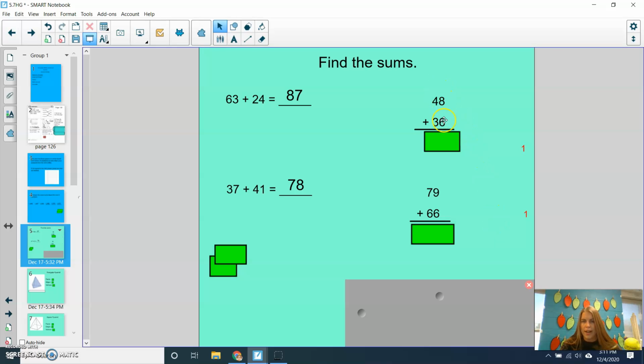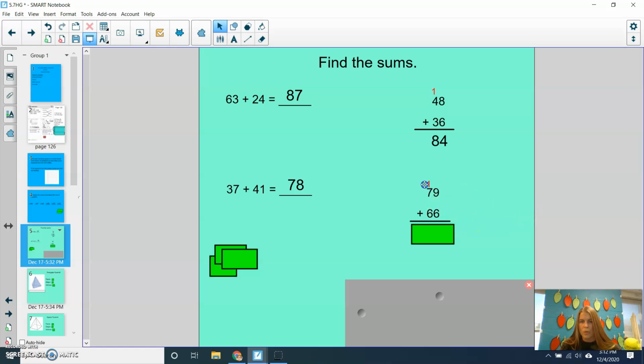So for this one, I know that 8 plus 6 equals 14. So what I'm going to do is carry my 1. I put my 1 right above the 4, and I put my 4 below. Now I'm going to add 4 plus 3, which is 7, plus 1 more is 8, giving me a total of 84. For the next one, I have 79 plus 66. I know that 9 plus 6 is 15.